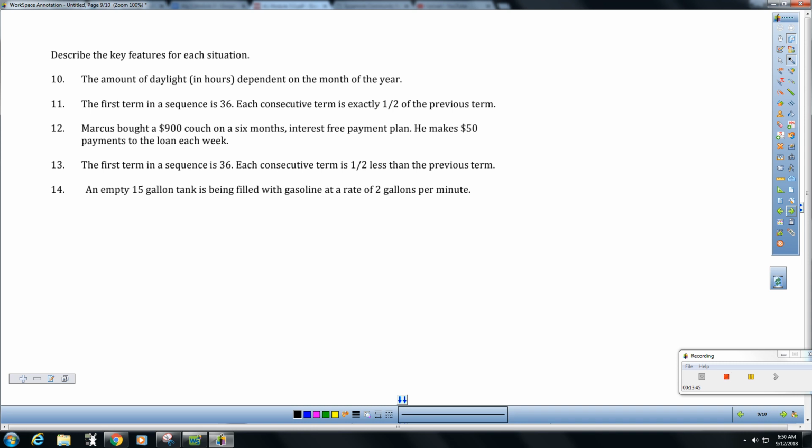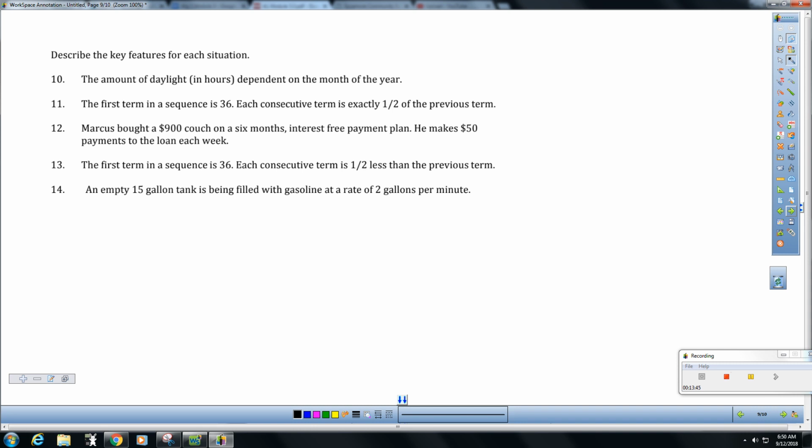Let's look at 11. The first term in a sequence is 36. Each consecutive term is half of the previous term. Well, this seems like a geometric function, or an exponential function. You could call it both of those things. It is continuous. I don't think it's going to have a minimum. I think this is going to continue on forever and keep getting smaller and smaller, but it will never get to zero. I want you to think about that. It will never get to zero.